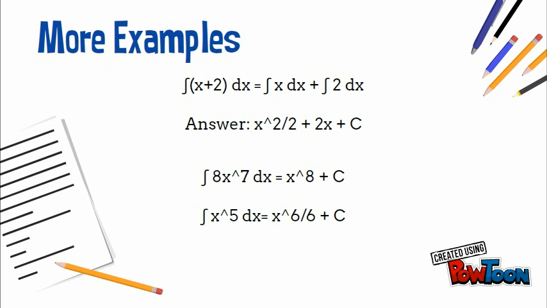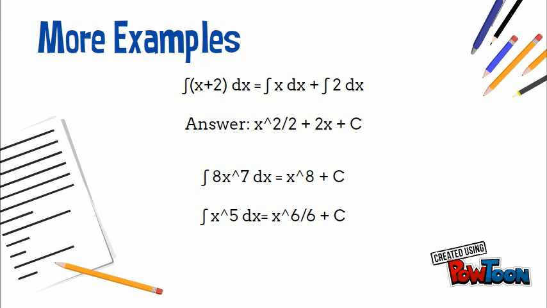Another example, integrate x plus 2 dx. First, I split it up, so I got the integration of x dx plus the integration of 2 dx. x squared divided by 2 was for x, and 2x was for 2, and then I just added the constant of integration for my final answer.